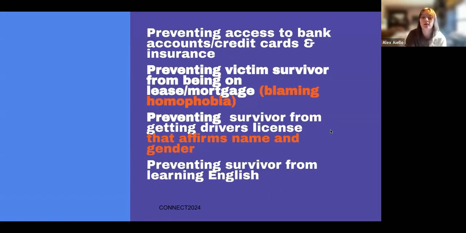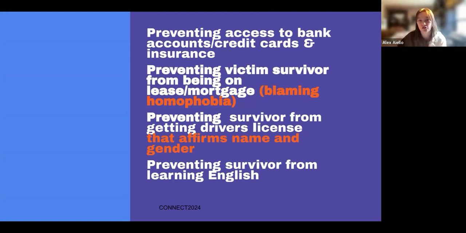Then all of these are preventing the survivor from accessing certain resources. So access to bank accounts, credit cards, preventing the survivor from being on a lease or mortgage. A partner could blame this on homophobia and say, oh, we can't be on the lease together because they won't allow us to live together. That could very well be a risk, but in some cases, it's not a risk, and the person is using that as an excuse to maintain power and control over their partner so that they are in charge of the lease or mortgage and the other partner has no say.